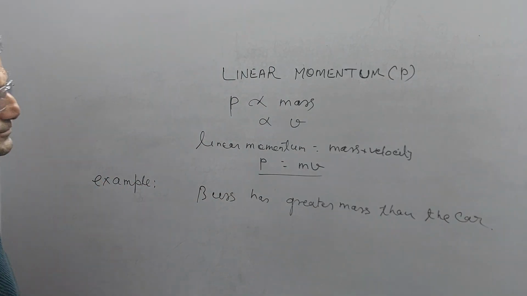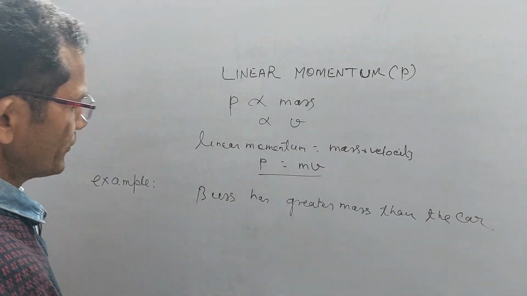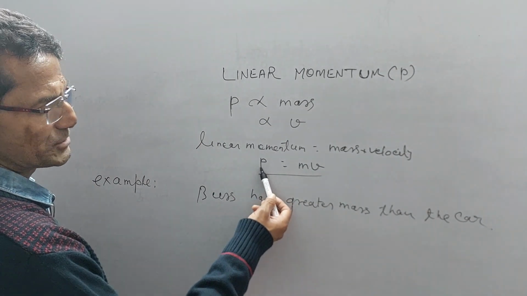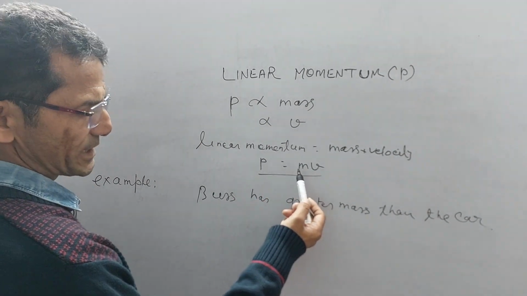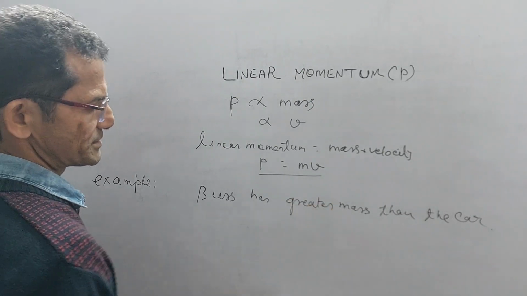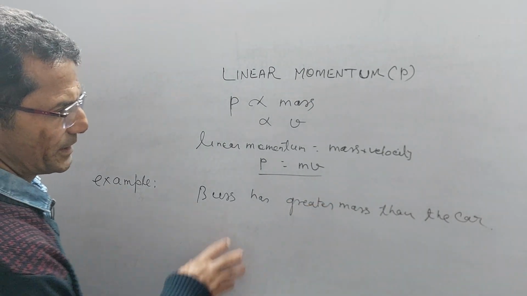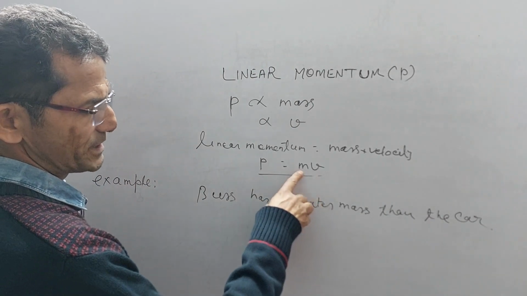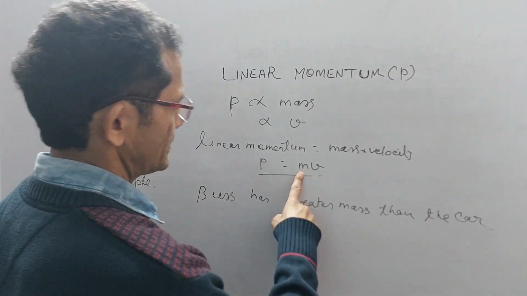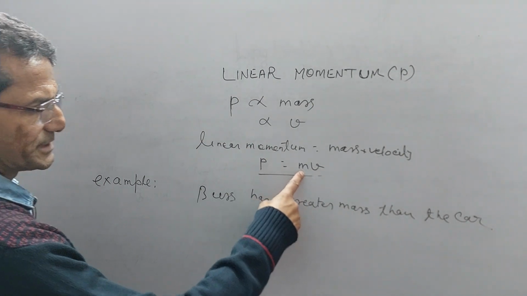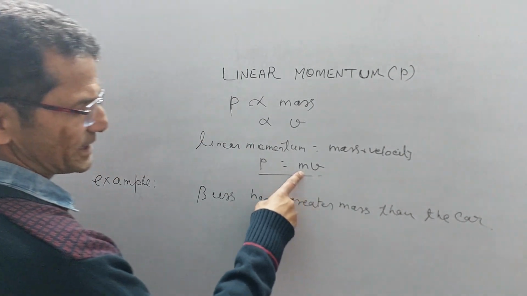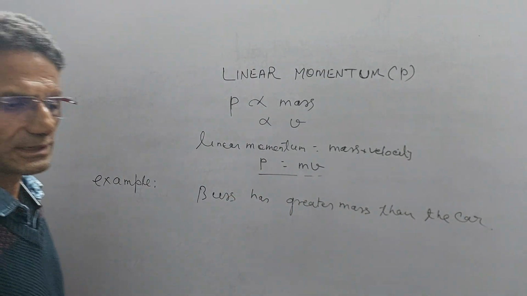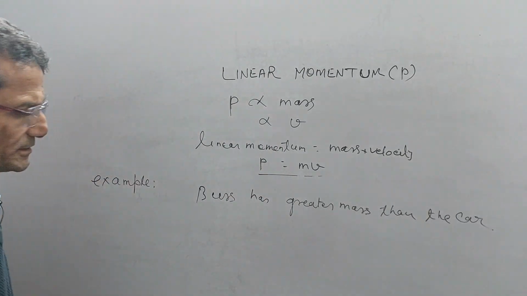We know that linear momentum depends directly on mass and velocity. So in this case, the bus and the car have the same speed, but their masses differ, as the bus has a larger mass than the car. So the linear momentum of the bus will be larger than that of the car.